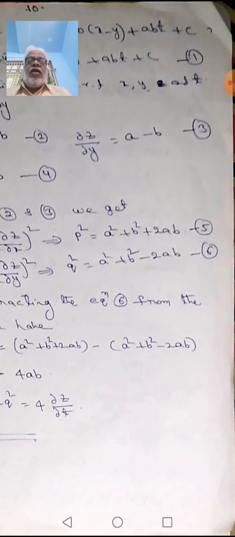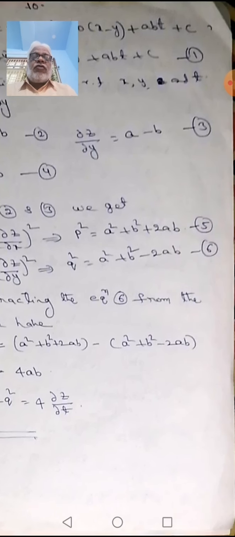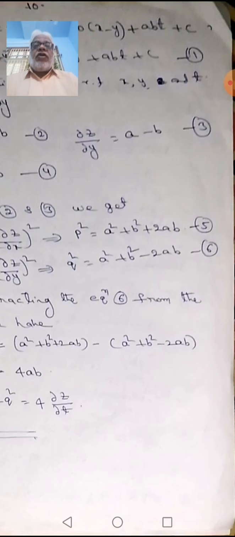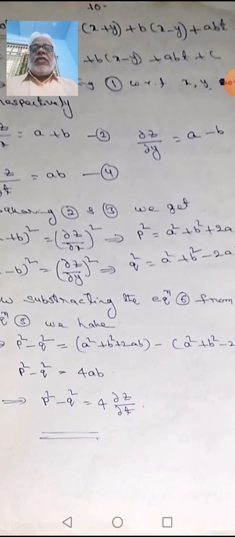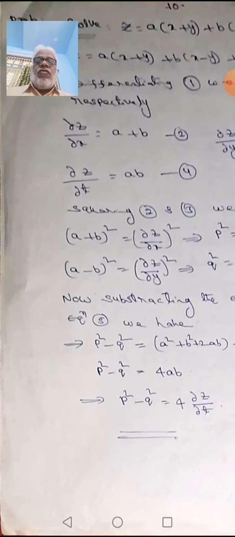Here we see the 5th and 6th equations. That is, p square is equal to a square plus b square plus 2ab, and q square is equal to a square plus b square minus 2ab. What we want here is the equation in pq terms, meaning the partial derivative terms. So now, subtracting equation 6 from equation 5.